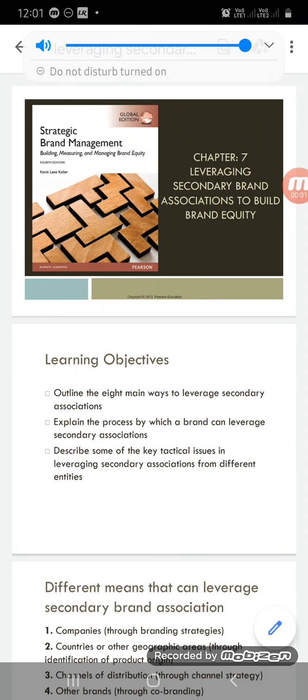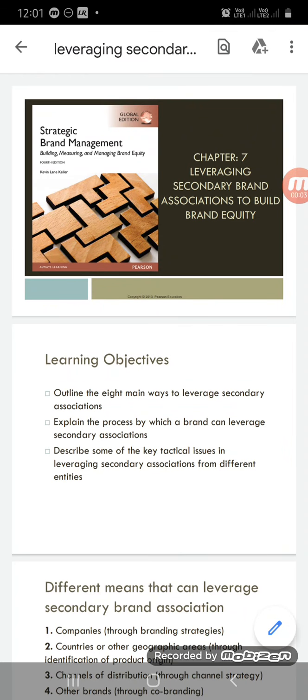Very good afternoon, students. In today's class, we will be discussing two topics. The first one is leveraging secondary brand associations to build brand equity. And the second topic will be about customer-based brand equity. So let's start with today's class, which is about leveraging secondary brand associations to build brand equity.